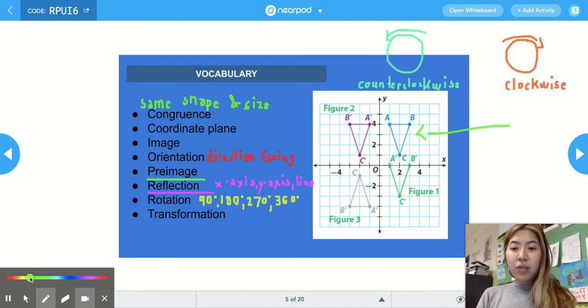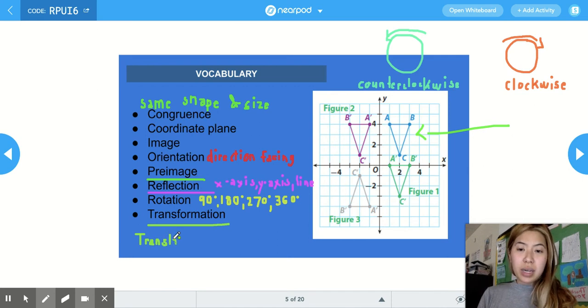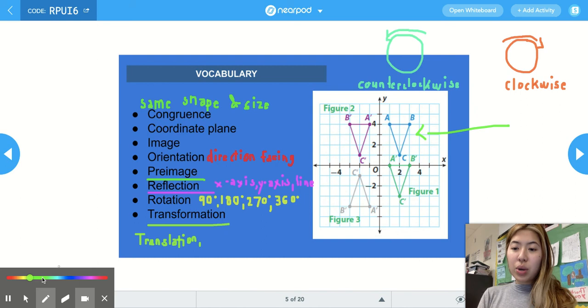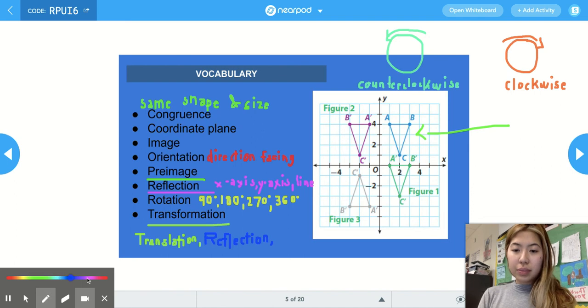And lastly, the 4 different transformations that we've been going over all week include translation, which we went over yesterday with moving the shape across a coordinate plane, so changing its x coordinate and then changing its y coordinate. Reflection, which we also went over a little bit. Rotation, which we're going to go into more detail today about, and dilation, which is the first transformation that we really learned about.